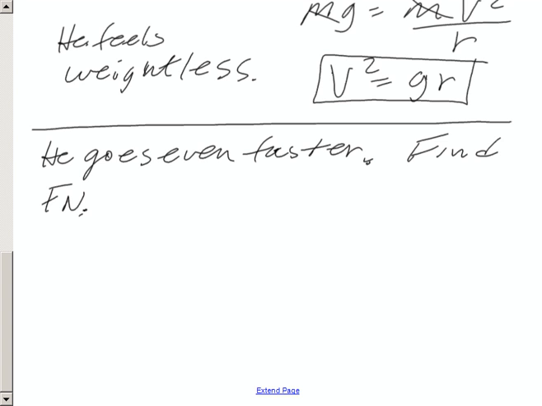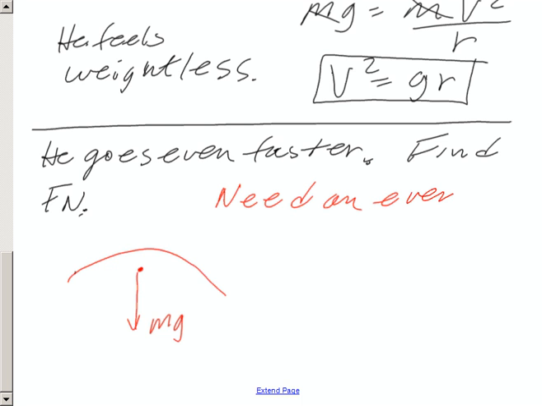Okay, so this will be your track, and this will be our guy going around the track. This will be mg. Now think about this. He's going around a turn, the same turn that he was before. He's going really fast now. So what kind of a force do you need to keep you in a tight circle like that? You need a larger force. So you need an even larger radial force. Now how do we get that?